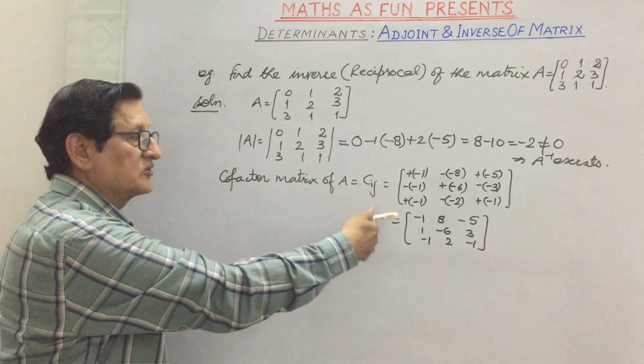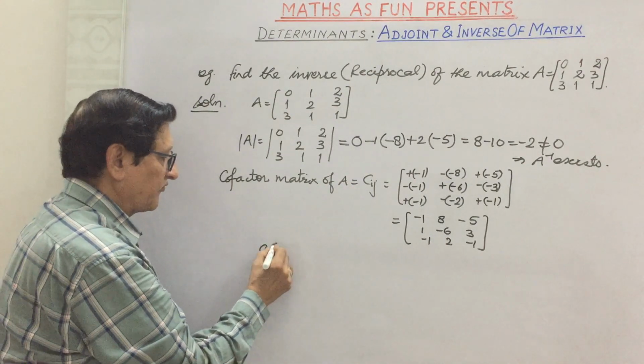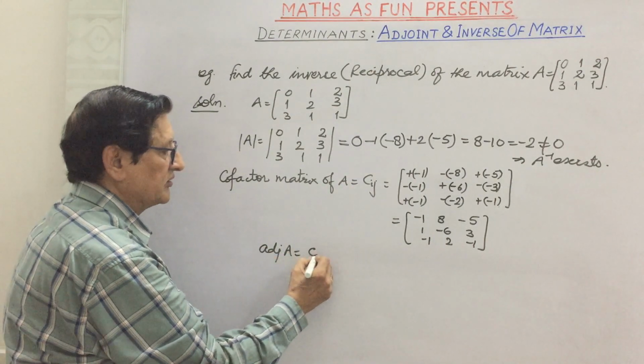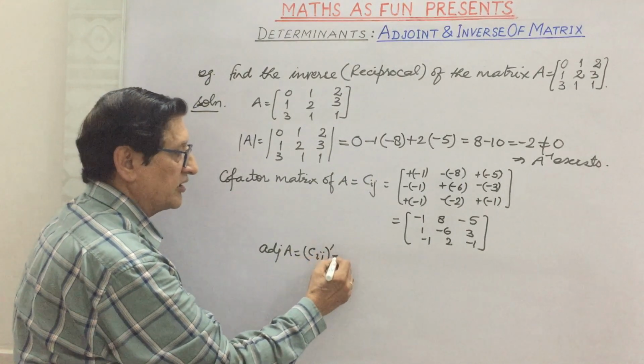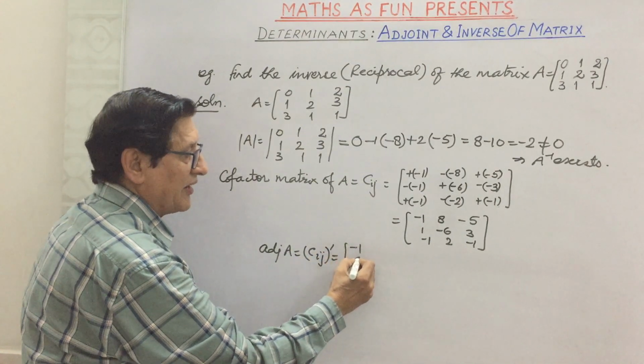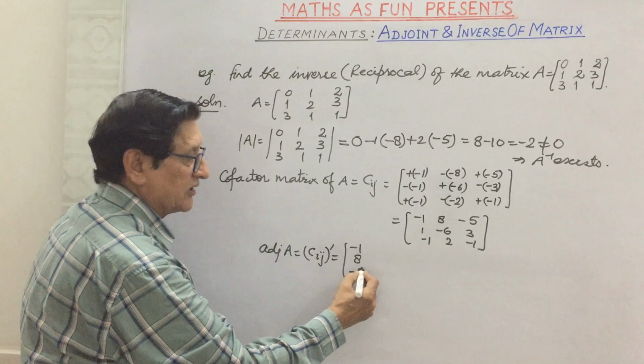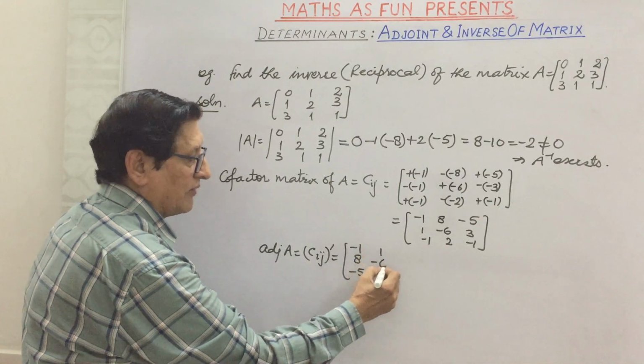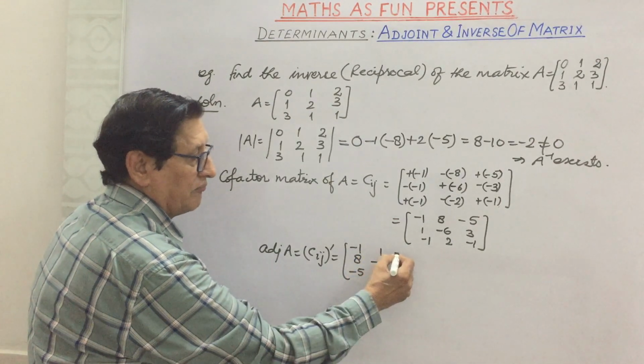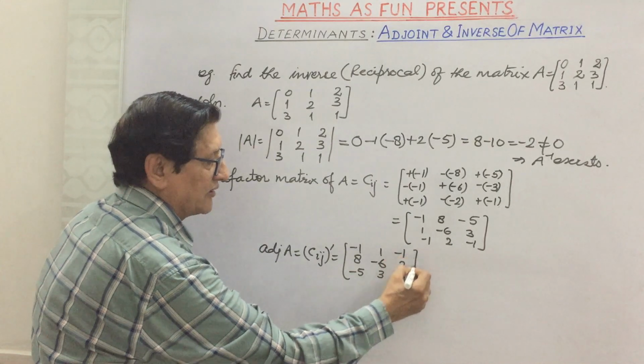Can we find out the adjoint now from this? We can write, therefore, adjoint A is the transpose of Cij. That will come as minus 1, 8, minus 5, 1, minus 6, 3, minus 1, 2, minus 1.